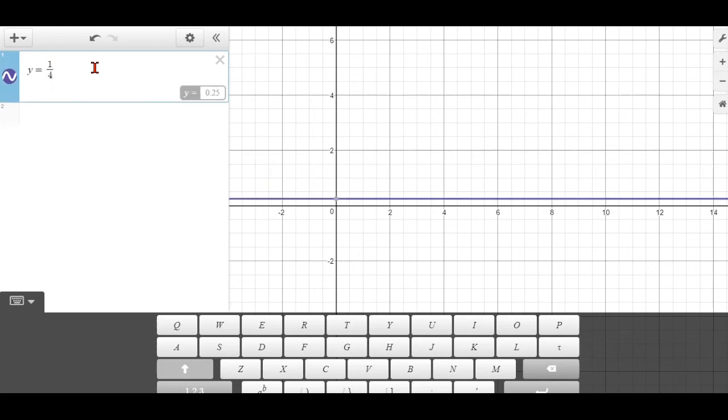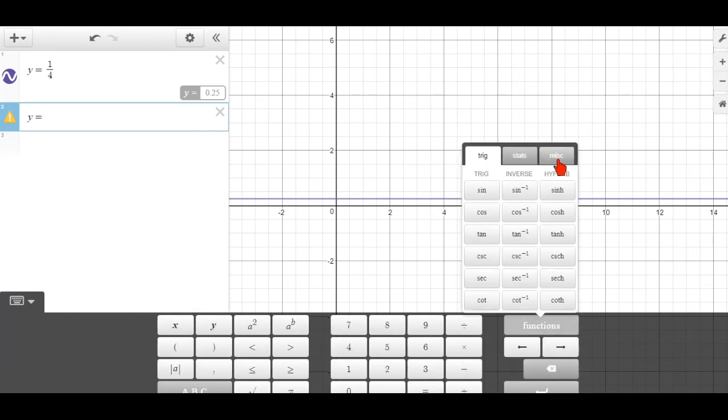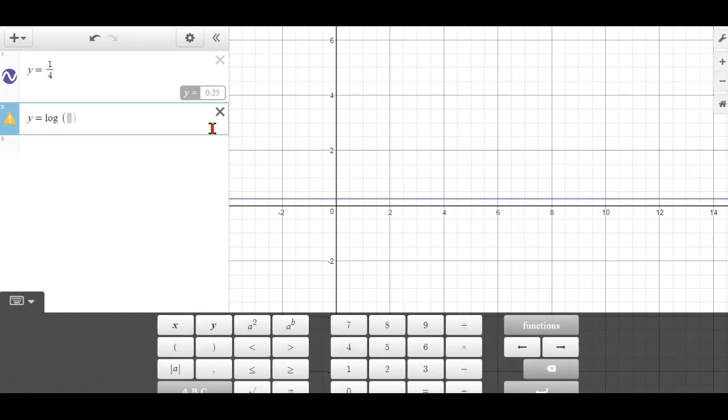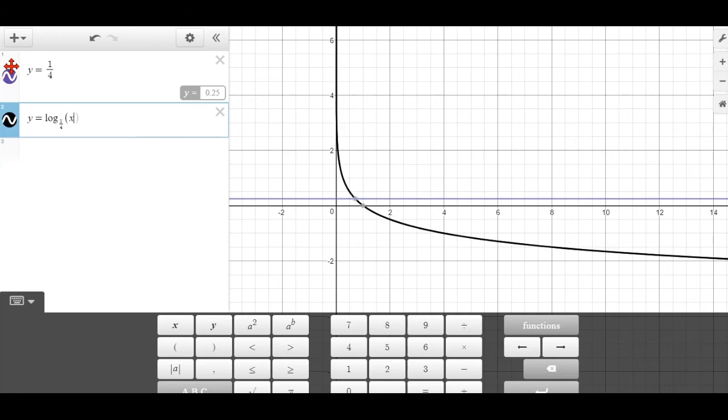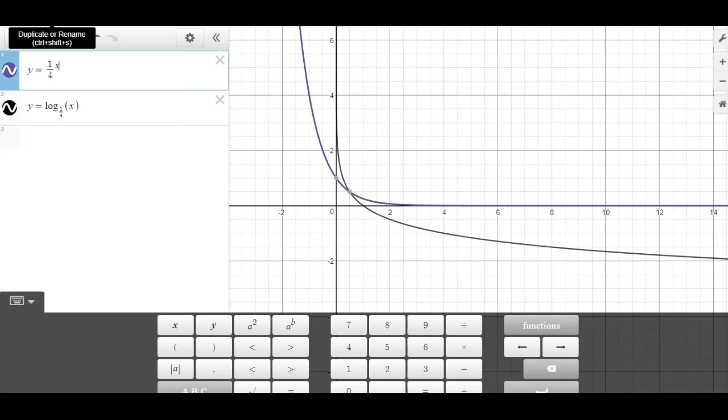I got an idea. How about I copy and paste this 1/4? Copied. Okay. Y equals functions, log base A. Paste. Boom. Log base 1/4 of x. Alright. And now this needs to be 1/4 to the x power. Okay, there you go. That's what they look like. I hope you're entertained. That was number 38. The end.